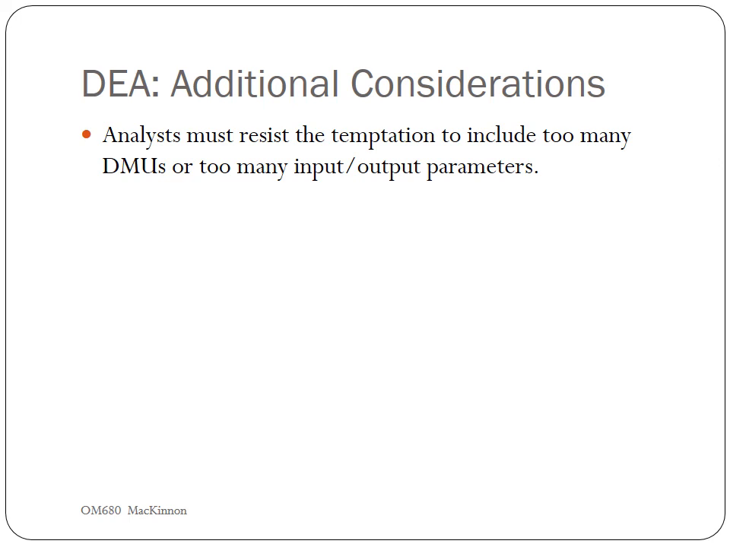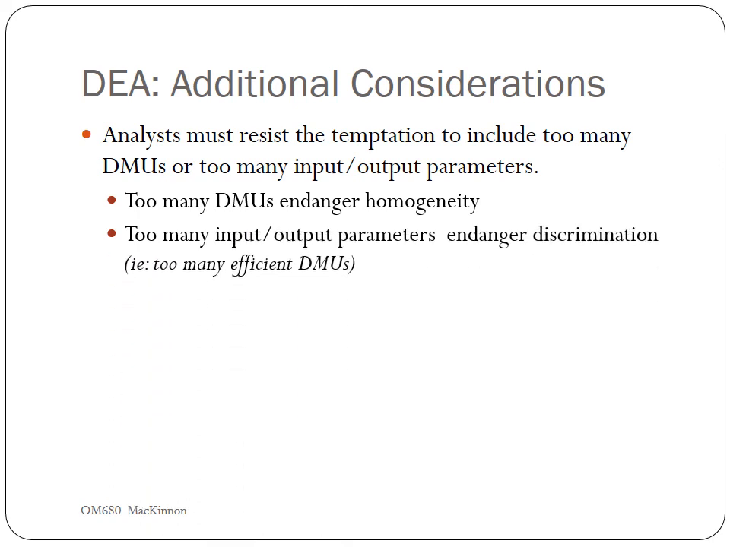So, in terms of analysis, analysts must resist the temptation to include too many DMUs or too many input or output parameters. Okay, if you have too many decision-making units, the less likely they are to be homogeneous. All right, and they really need to be as homogeneous as possible in order to make this meaningful. Okay, too many inputs or output parameters endanger discrimination. In other words, you get too many efficient DMUs.